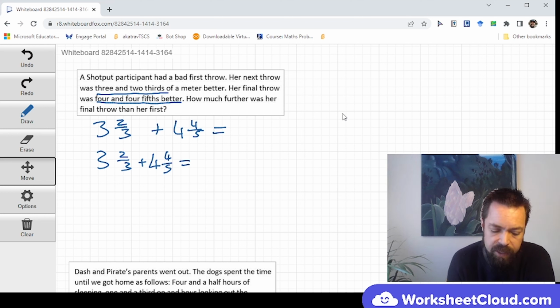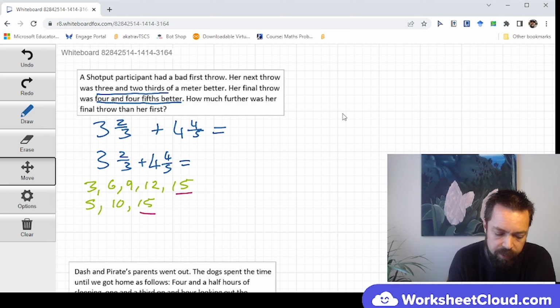Different denominators means our step 1 is to make the denominators the same. Perhaps you are not familiar with what will be the lowest number in these two times tables. So let's write it down. 3, 6, 9, 12, 15. I normally just start with 5. 5, 10, 15. There we go. 15 is in both of them.